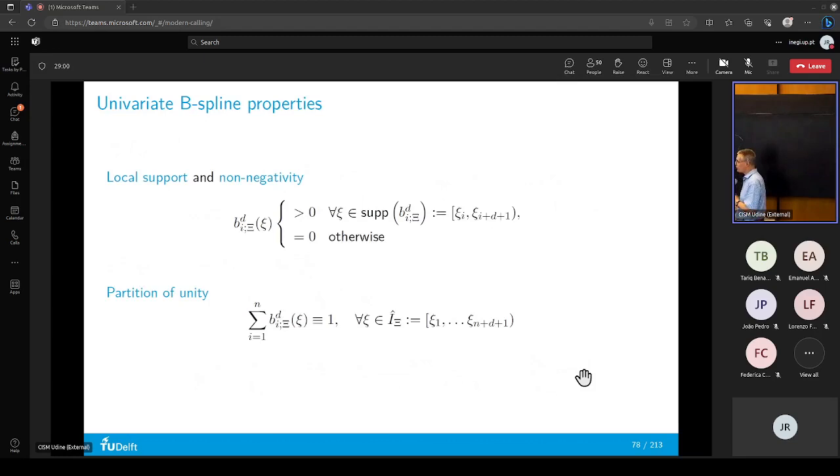They have the local support property. Over their entire support, they are positive or 0. This is the support. It goes from the knot this basis function is associated with to the d plus 1's knot.